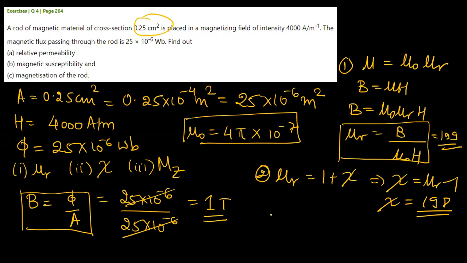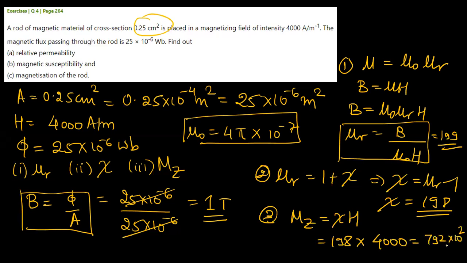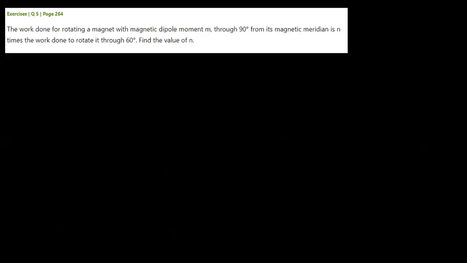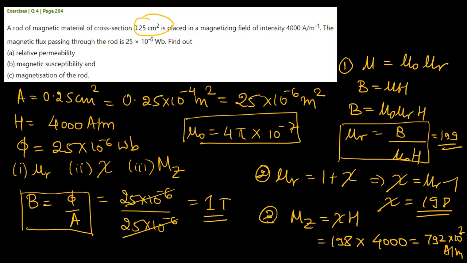Next, I have magnetization. Third case. Magnetization M is chi into h. So chi is 198 into h is 4000. So when you solve this, you get 792 into 10 raised to 3 ampere per meter. That will be your answer.